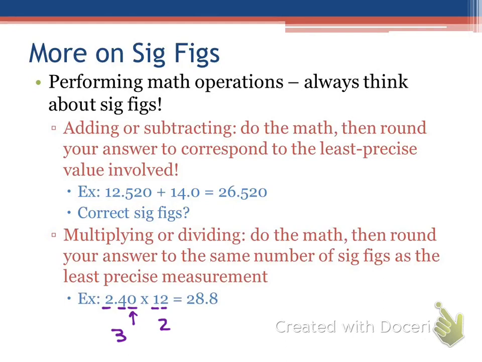How can we make that happen? Just round up to 29, right? That works fine.